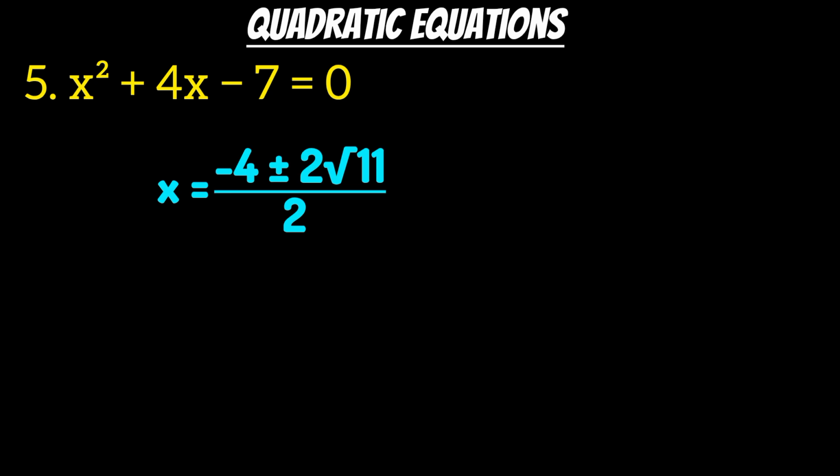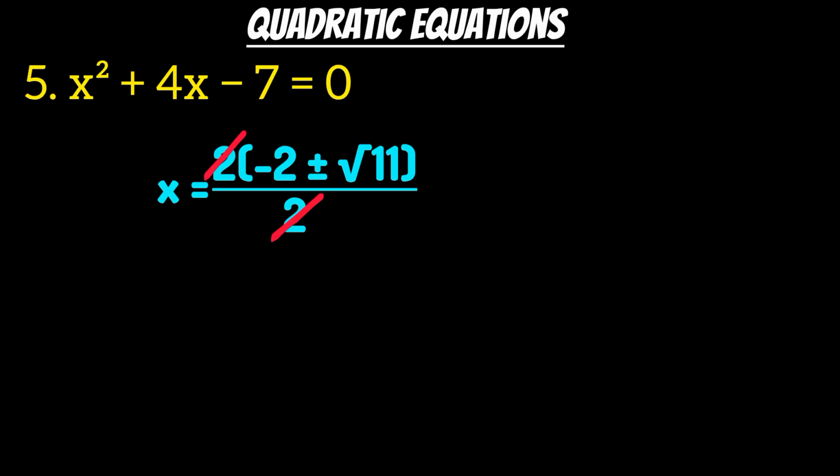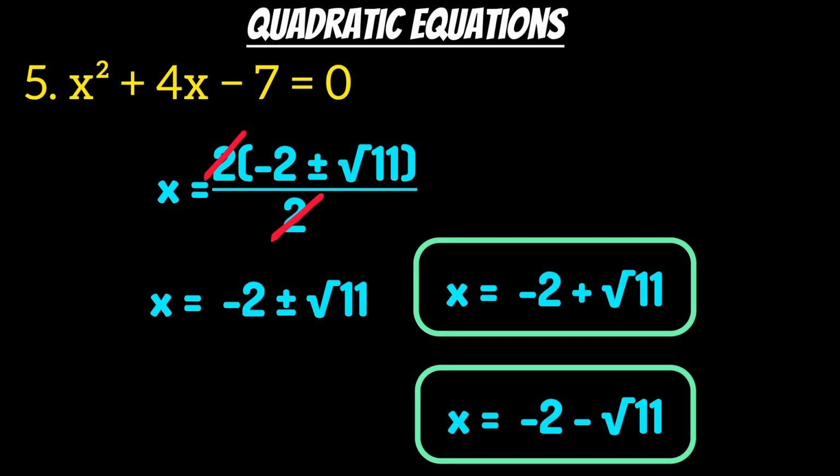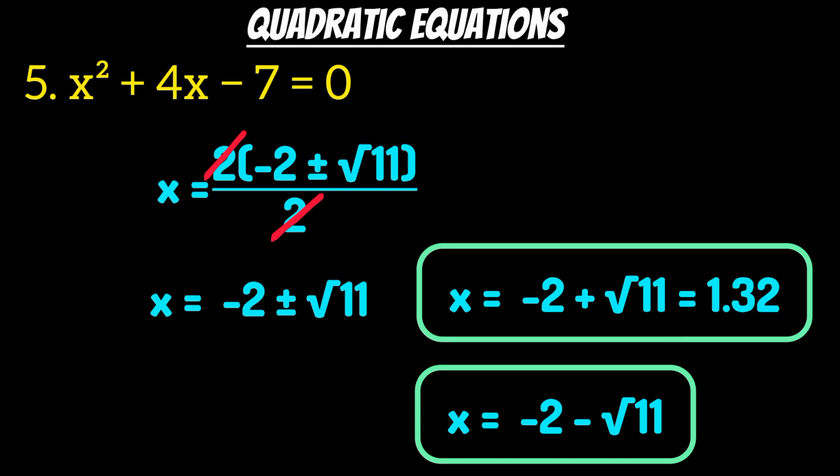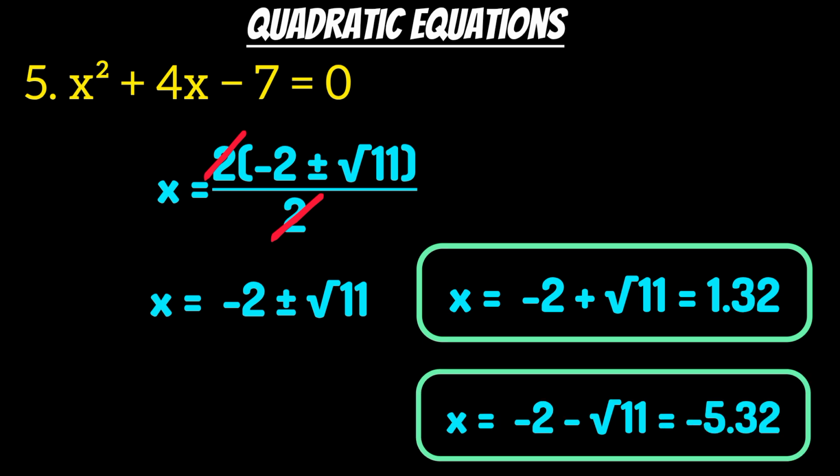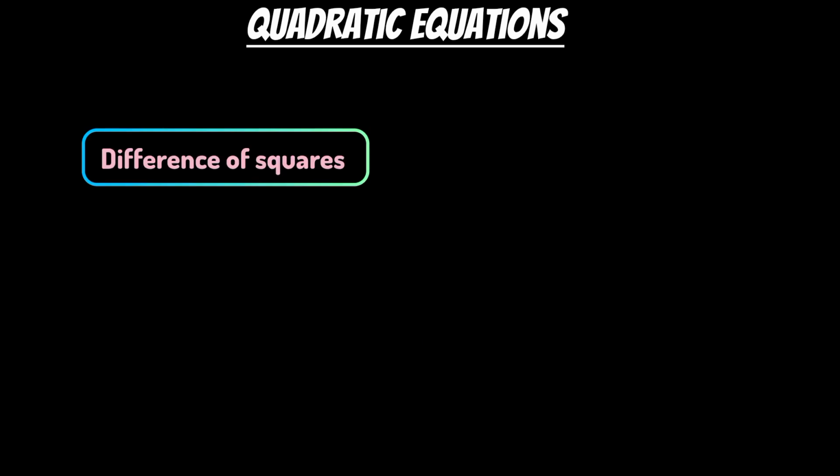Then we factor out 2 in the numerator because it is common, and both the 2 in the numerator and the denominator cancel, and we get x as negative 2 plus or minus the root of 11. So x shall be negative 2 plus the root of 11 and negative 2 minus the root of 11. Using our calculator, we get x to be approximately 1.32 and negative 5.32.